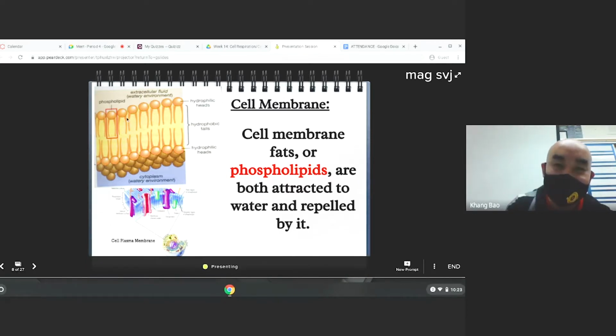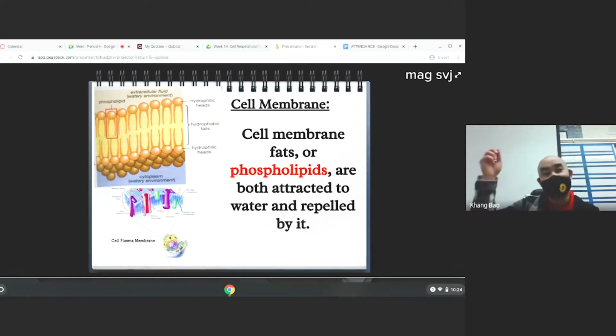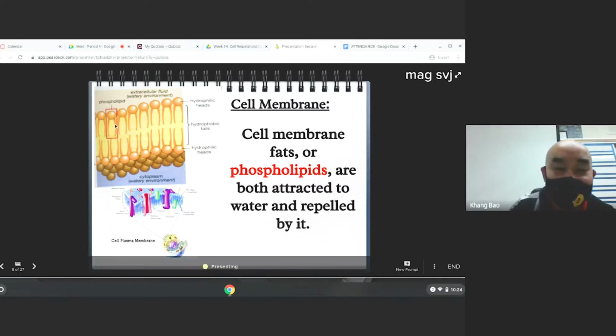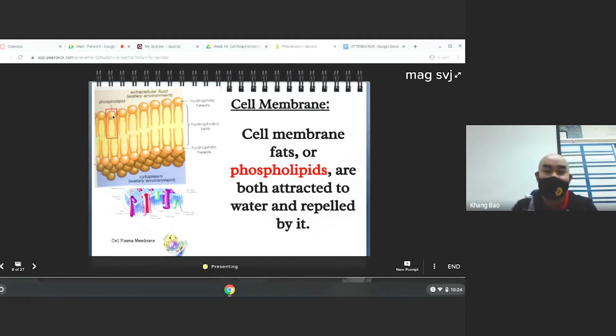All right. Okay. The head is considered hydrophilic. Hydrophilic means it loves water. That means when you put a fat cell or phospholipid inside the water, this part of the phospholipid will always face the water because it loves water. But the tail, the two tails that it has, is hydrophobic. That means it doesn't like water. So when you put fat into water, the tail always tries to hide away from the water.